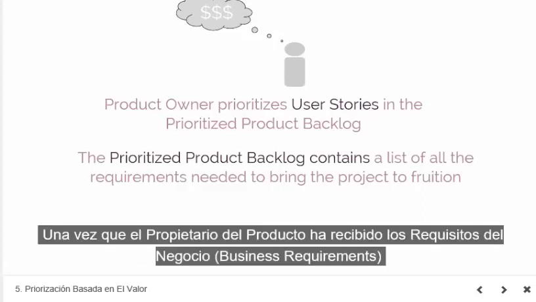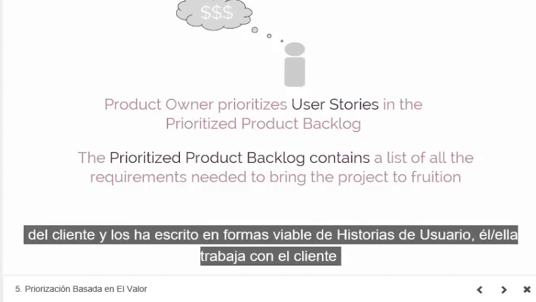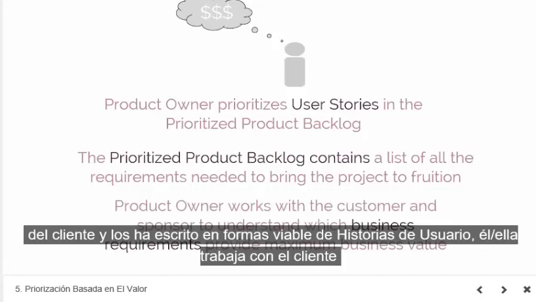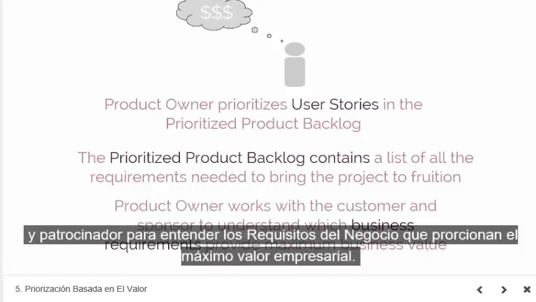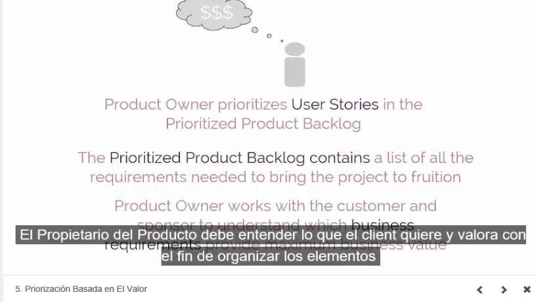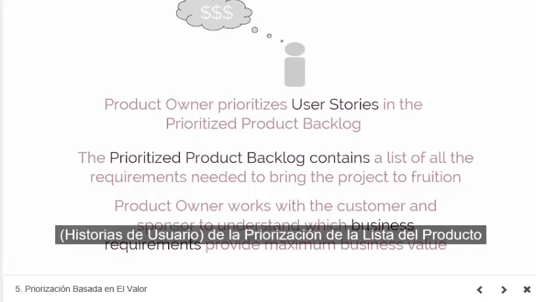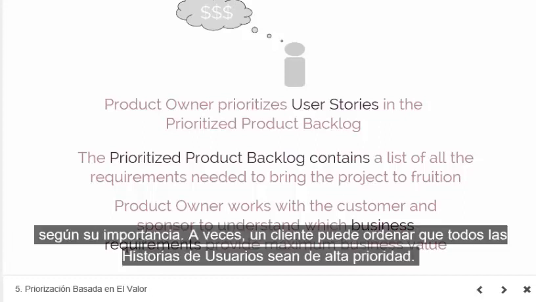Once the product owner has received the business requirements from the customer and written these down in the form of workable user stories, he or she works with the customer and sponsor to understand which business requirements provide maximum business value. The product owner must understand what the customer wants and values in order to arrange the prioritized product backlog items, or the user stories, by relative importance.